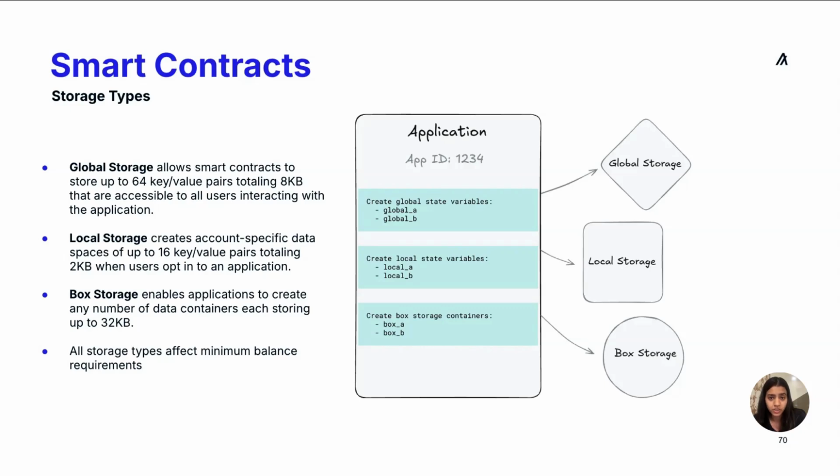Finally, there's box storage, and this is where things get really flexible. Each box can store up to 32 kilobytes of data. And here's the kicker: you can create as many boxes as you want. So theoretically, you could store unlimited amounts of data using box storage. This is perfect for applications that need to store lots of information, maybe user profiles, transaction histories, or complex game states. One thing to keep in mind with all these storage types is that they affect your minimum balance requirements. Basically, you're paying for the storage space you use on the blockchain.